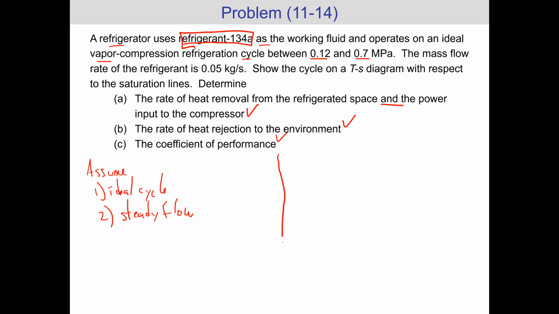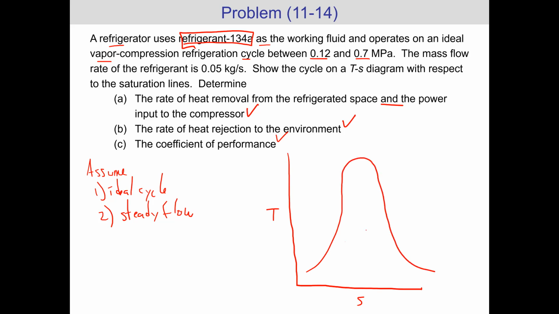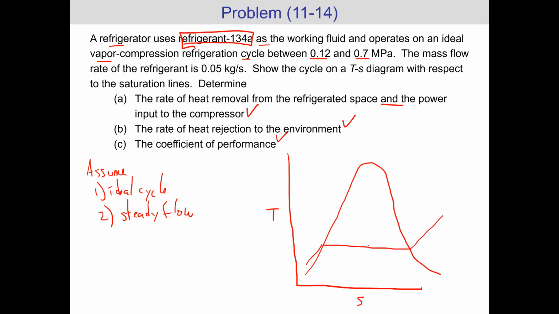I'm going to go ahead and draw the TS diagram. So we'll get temperature on the y-axis and entropy on the x-axis. Go ahead and redraw that. So here we have one constant pressure line. That would be at 0.12 megapascals. And here we have the second pressure line at 0.7 megapascals.